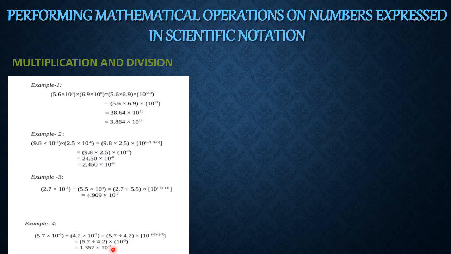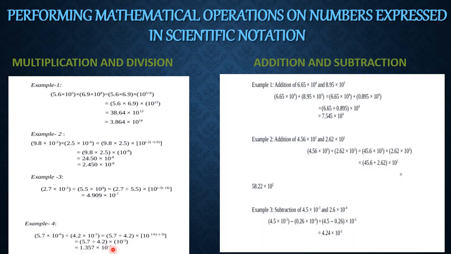Now we will go to the next calculation. This calculation of scientific notation is with respect to addition and subtraction. Under addition, I will explain one example, and under subtraction also, I will explain one example. So this is the example.